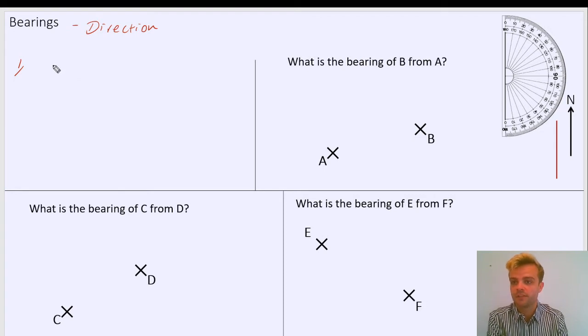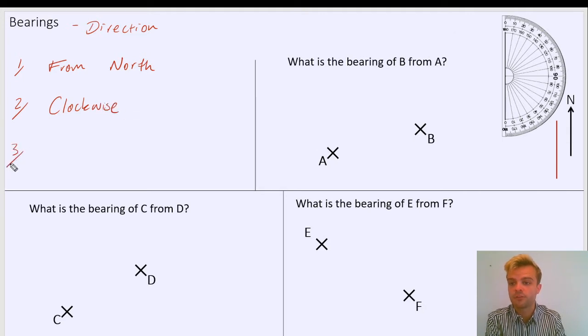So the first thing is that it's an angle, and it's always measured from north. So the key first thing is that it's always measured from north. The angle is always measured clockwise, and it's always given as three figures. They're called three-figure bearings because they're always given as three numbers that make up the angle that you're telling someone to point in. But those might not make sense until we actually start doing a question.